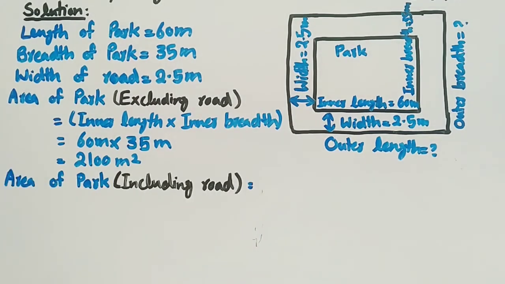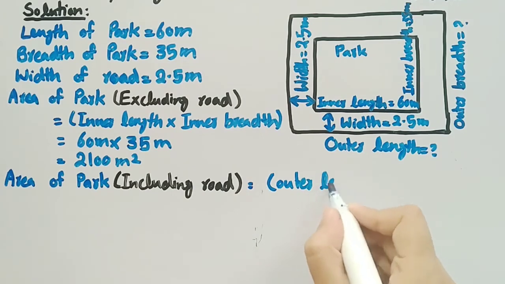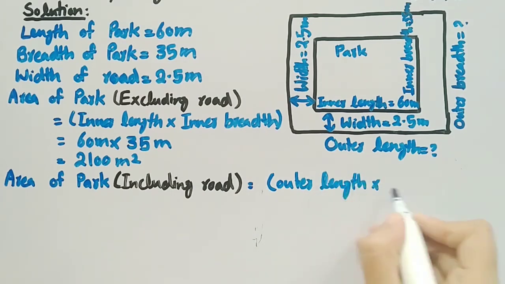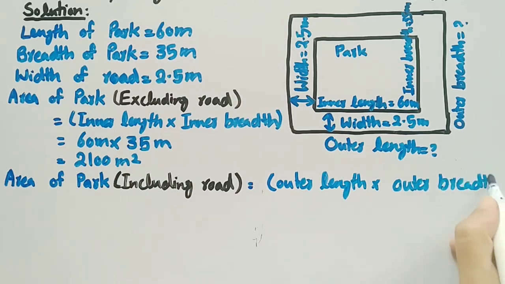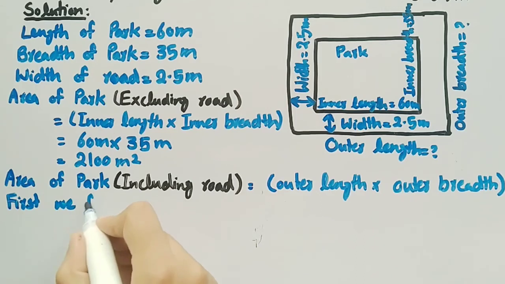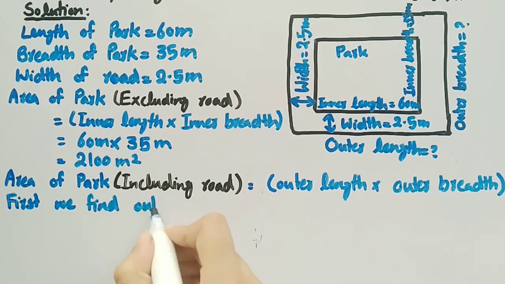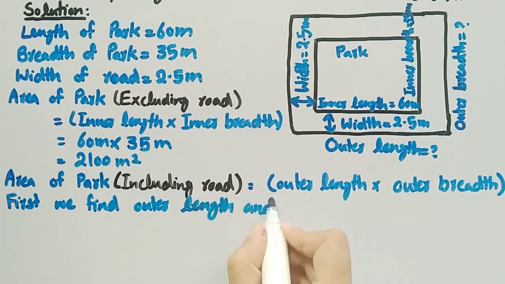Now we will find area of park including road. Formula for this is outer length multiplied by outer breadth. Since outer length and outer breadth is not given, so first we find outer length and breadth.